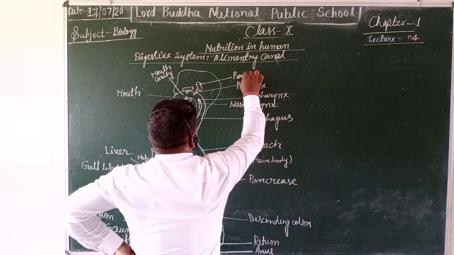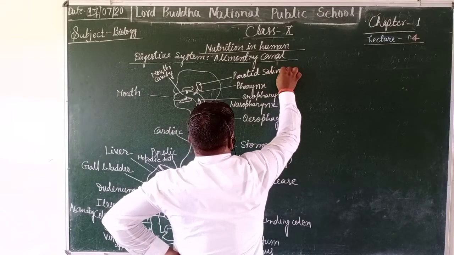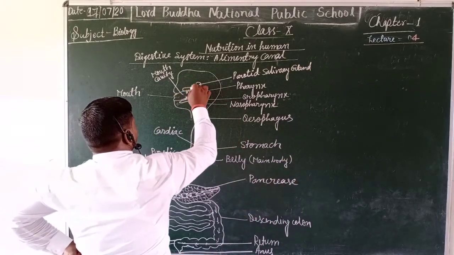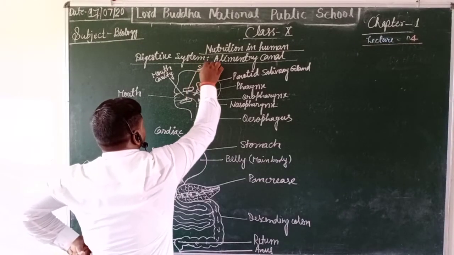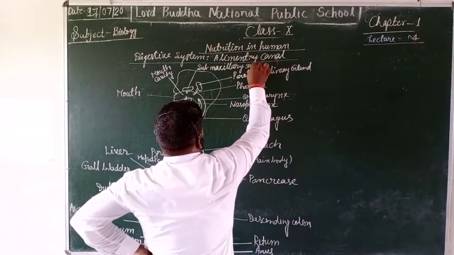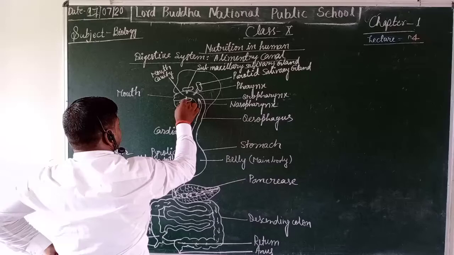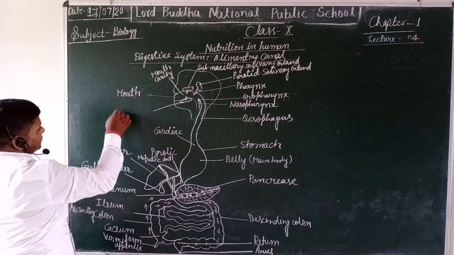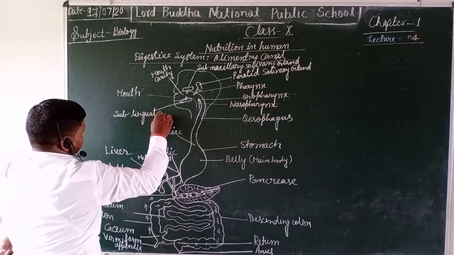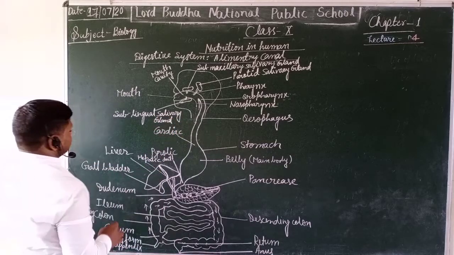This is the parotid salivary gland. Submaxillary salivary gland, and it lies just below our tongue, that is the sublingual salivary gland. Three pairs of salivary glands are present in our mouth.